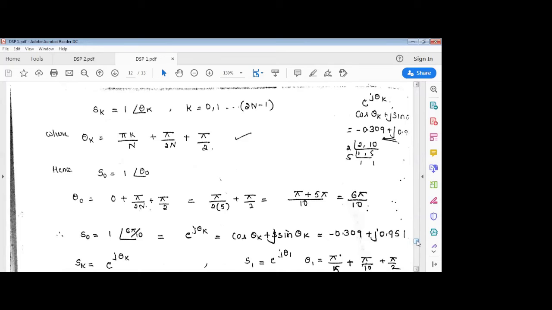Here n is equal to 5, so I have to calculate k from 0 to 2n minus 1, that is 10 minus 1, which is 9. So substituting values of k from 0 to 9, we calculate theta k. Theta k is given by pi k by n plus pi by 2n plus pi by 2. Substituting k equal to 0 up to the final value.